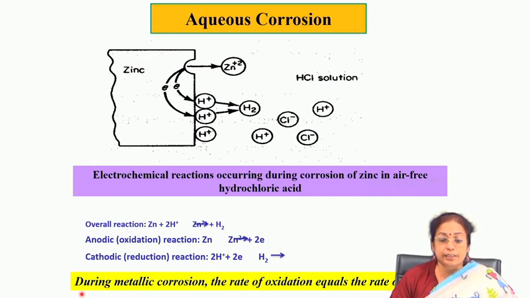In the next few slides, I will discuss different types of corrosion that are experienced by metallic materials in practice. This is the case for aqueous corrosion, where zinc, if exposed to hydrochloric acid solution, naturally undergoes corrosion where zinc converts to zinc ions, and this is the anodic reaction. The cathodic reaction is nothing but hydrogen ions changing to hydrogen molecules. In one case there is release of electrons, which is the anodic reaction, and in the other case there is acceptance of electrons, which is called the cathodic reaction or reduction reaction. In equilibrium, the rate of anodic reaction is equal to the rate of cathodic reaction.